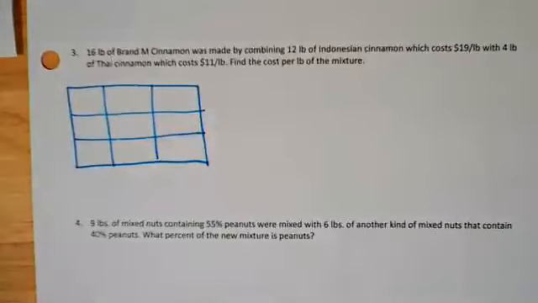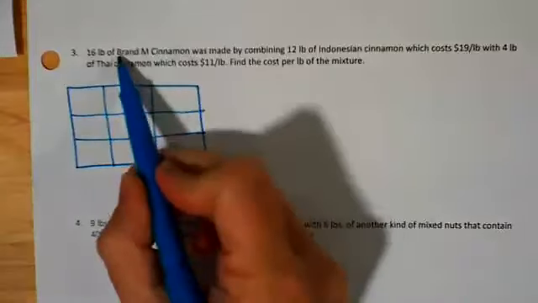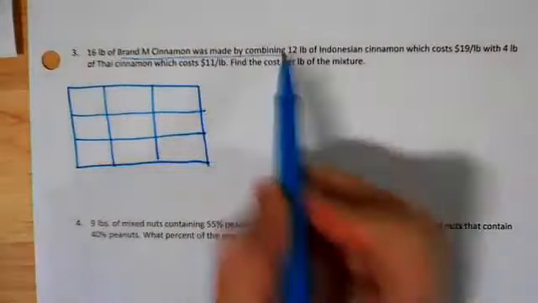Okay, so 16 pounds of brand M cinnamon was made by combining 12 pounds of Indonesian cinnamon, which costs $19 per pound, with 4 pounds of Thai cinnamon, which costs $11 per pound. Find the cost per pound of the mixture. What you're going to notice here is that we have 2 types of cinnamon, the Indonesian cinnamon and the Thai cinnamon, that are being mixed together to give us this brand M that is the mixture, because it tells us that brand M cinnamon was made by combining these.